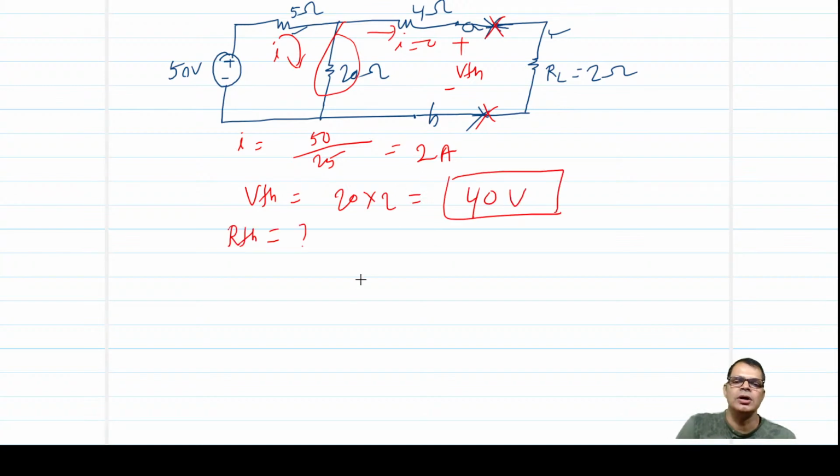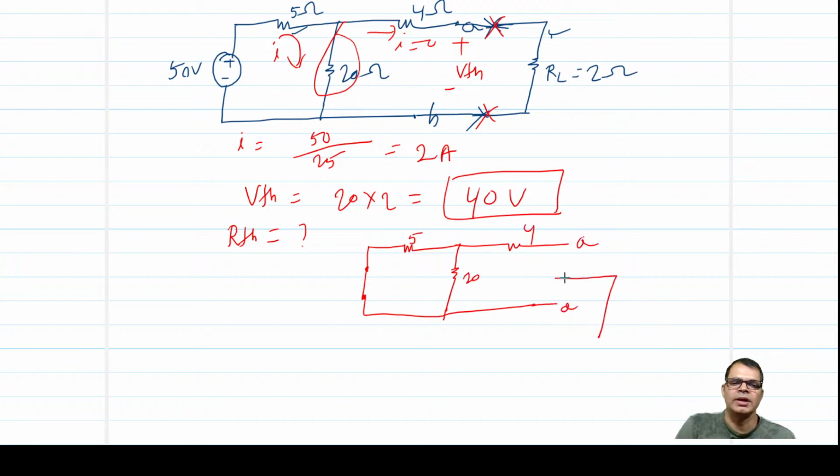Source you reduce to 0, so the voltage source is reduced to a short circuit, because this is an ideal voltage source. And what I have told you next, find the resistance from open terminal A and B looking into the network. Looking into the network, you stand here and you look into the network.